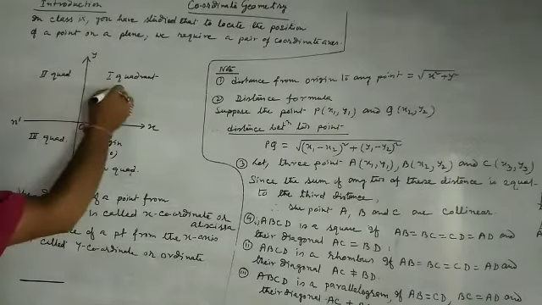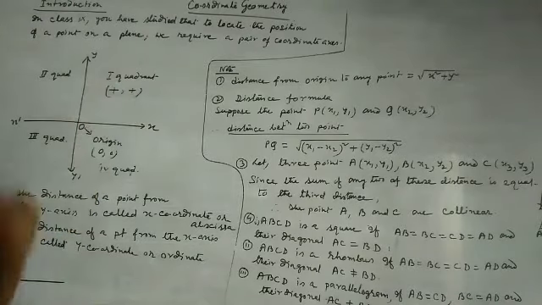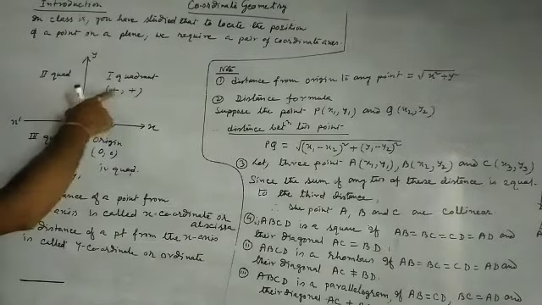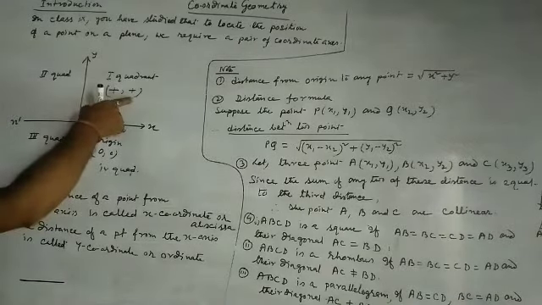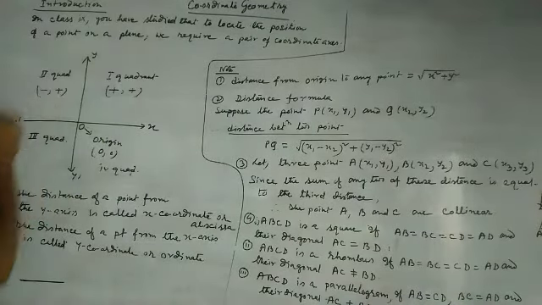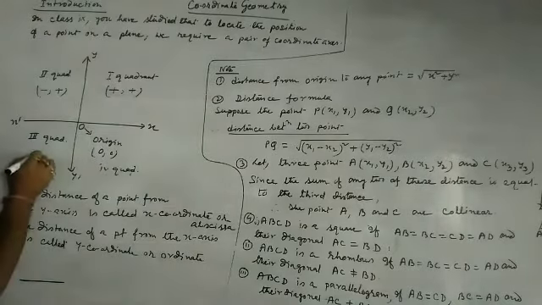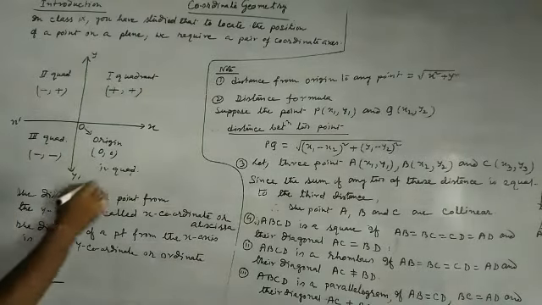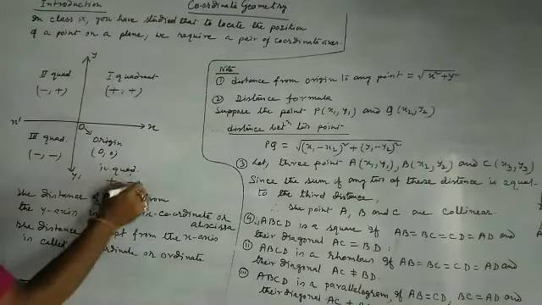In the first quadrant, the points are positive: the x coordinate is positive, the y coordinate is also positive. In the second quadrant, the signs are minus, plus. In the third quadrant, minus, minus, and in the fourth quadrant, plus, minus.